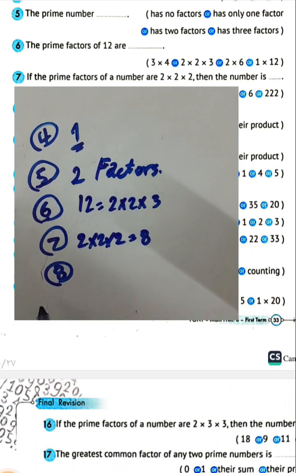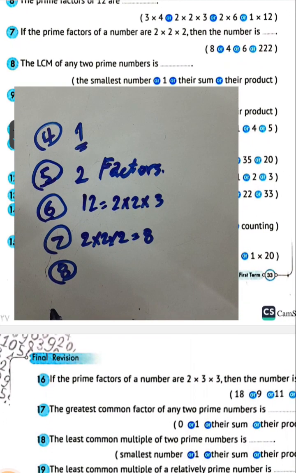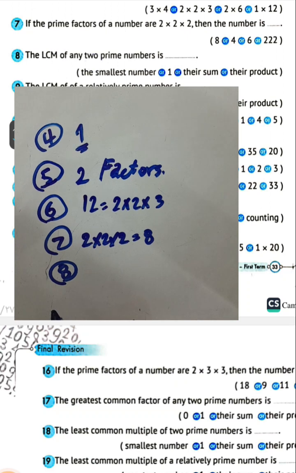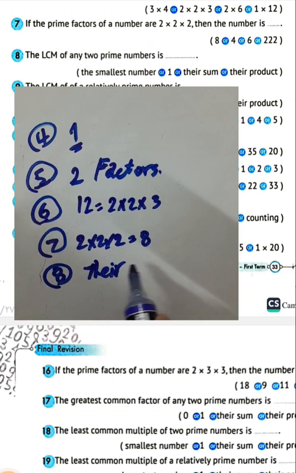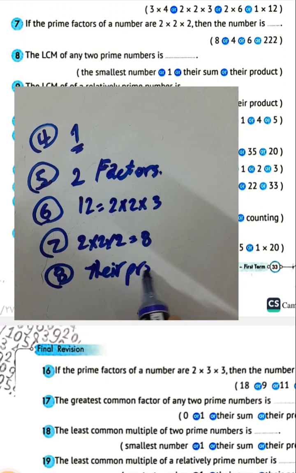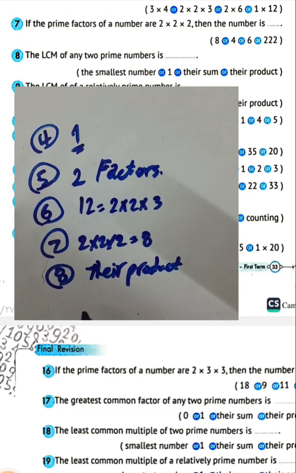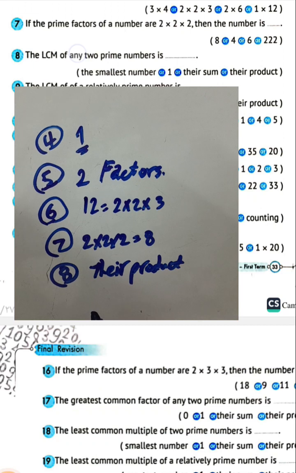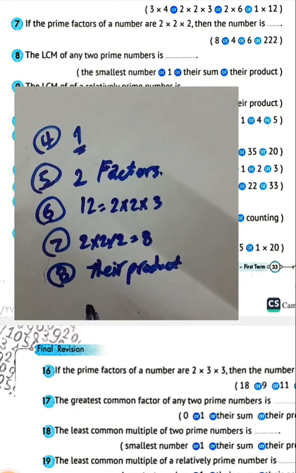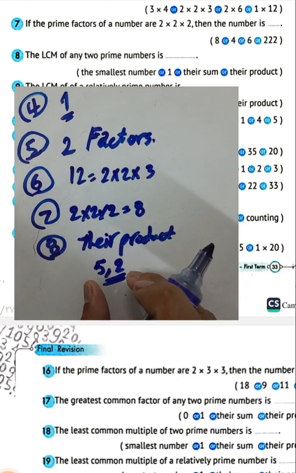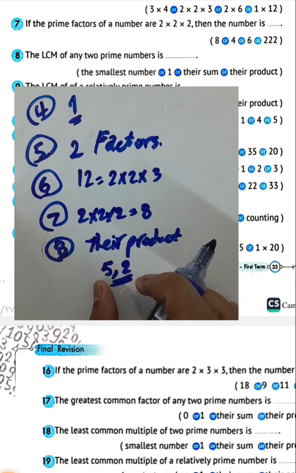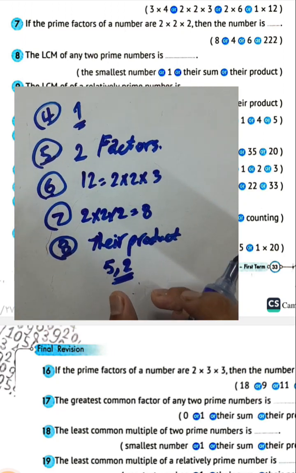Question 8. The least common multiple of any two prime numbers is their product. Again, the least common multiple of any two prime numbers will be their product. Such as 5 and 2. If you want to find the least common multiple of 5 and 2, we must find the product of 5 and 2. 5 times 2 equals 10.